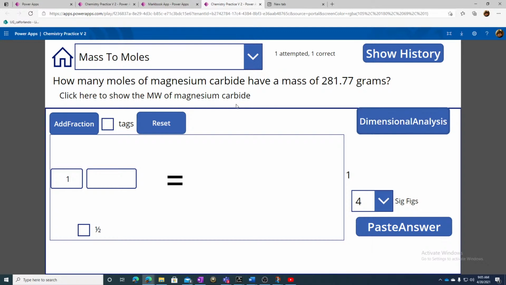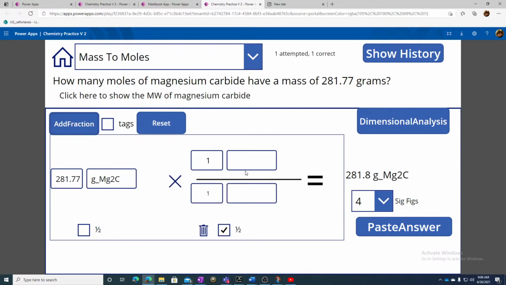Now, the nice thing is, say early on, so here we go again, we have 281.77 grams of magnesium carbide. Why am I just Mg2C? But we don't want grams of magnesium carbide. We want moles of magnesium carbide.